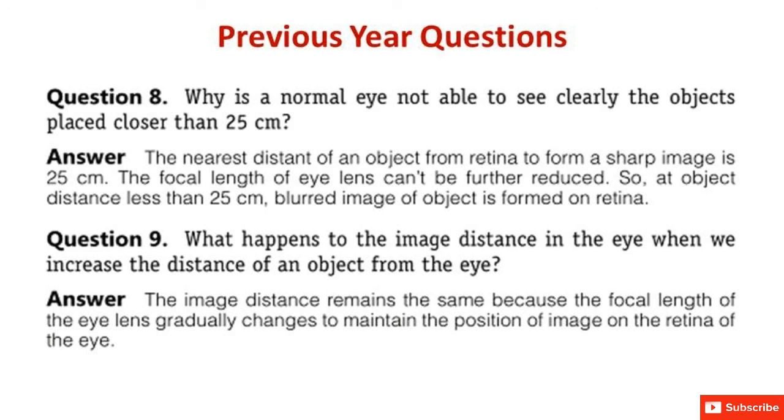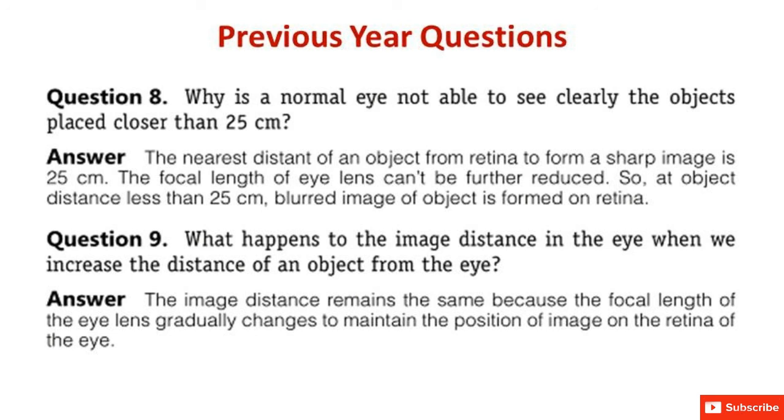Next question is, why is a normal eye not able to see clearly the objects placed closer than 25 cm? So we know that the nearest distance of an object from the eye to form a sharp image is 25 cm. The near point is 25 cm. So we cannot see the objects which are less than 25 cm. So a blurred image of the object is formed on the retina.